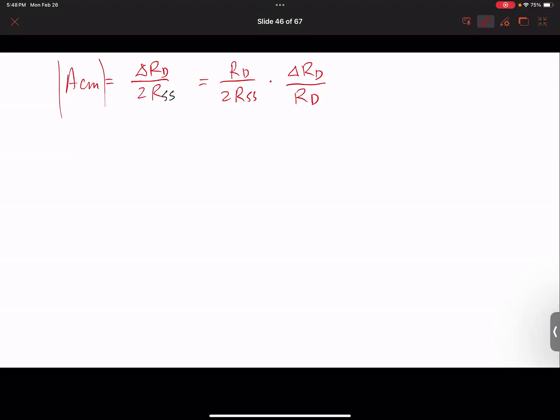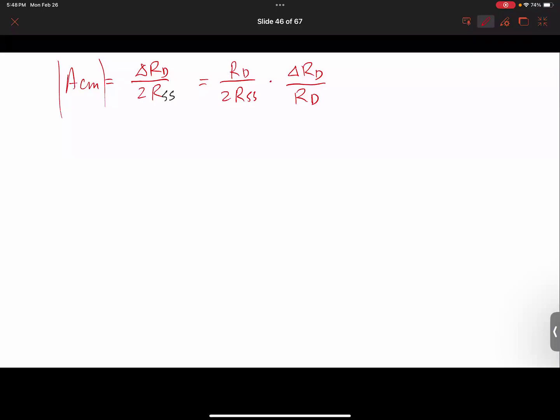Well, the idea is that if I do this, you can see the first term is in fact the gain we get for the differential mode. That's the actual gain of the circuit. The second term is related to the change of RD. If RD is matched, apparently the common mode gain is 0, right? Because ΔRD is 0. If you have RD big, your change will be big.